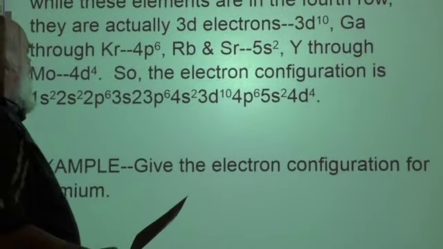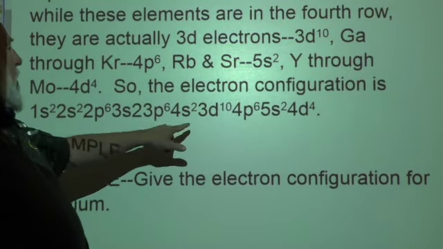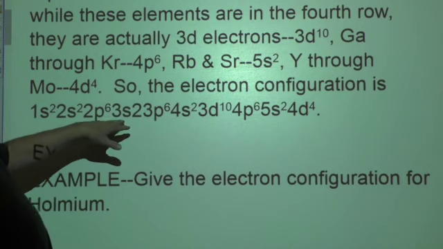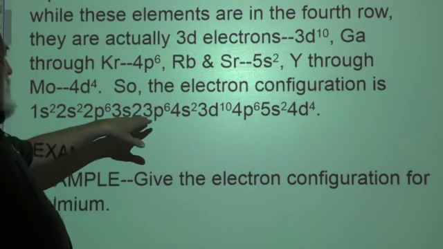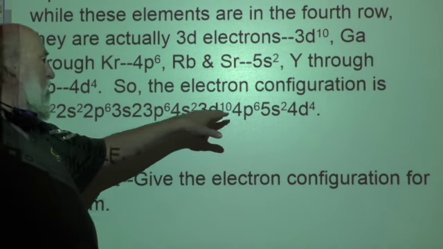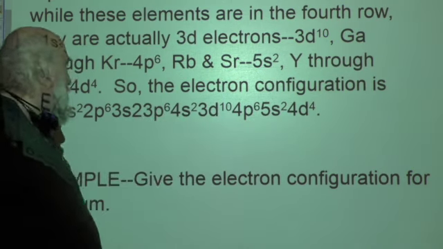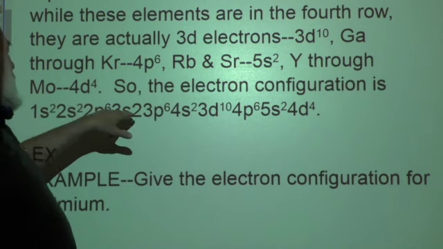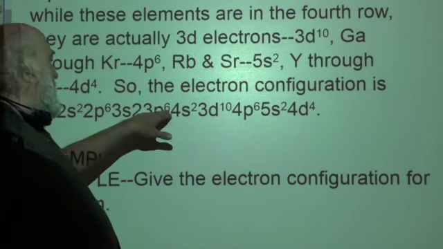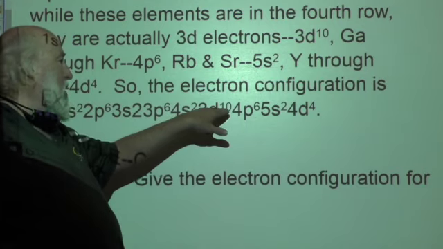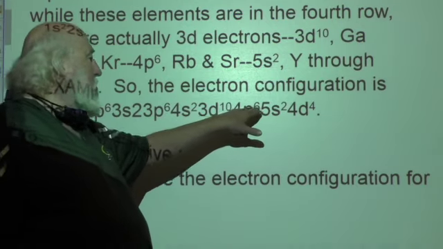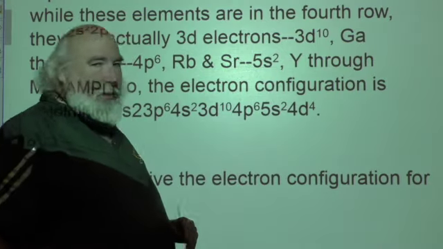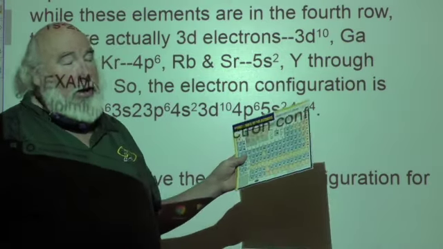So when the smoke clears, this is our electron configuration. 1s2, 2s2, 2p6, 3s2, better fix that. 3p6, 4s2, 3d10, 4p6, 5s2, 4d4. We add them up, we get 2 plus 2 is 4, plus 6 is 10, plus 2 is 12, plus 6 is 18, plus 2 is 20, plus 10 is 30, 36, 38, 42. Molybdenum is indeed element number 42. Yay!